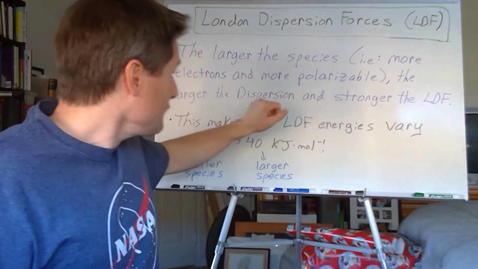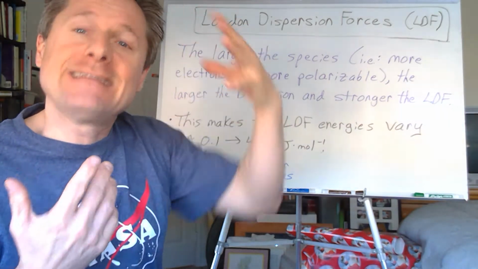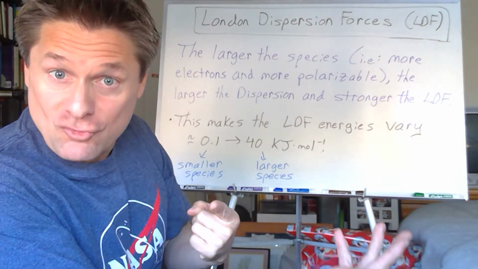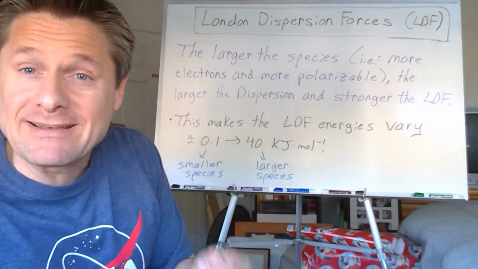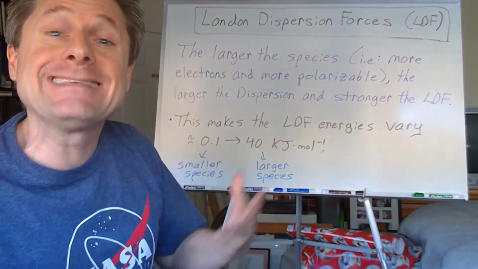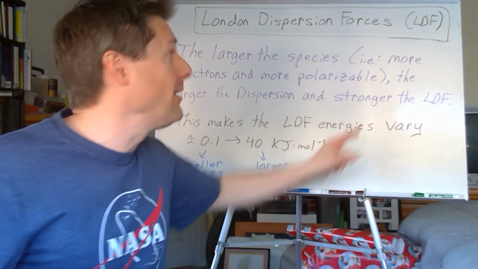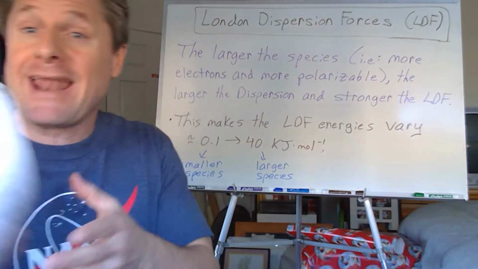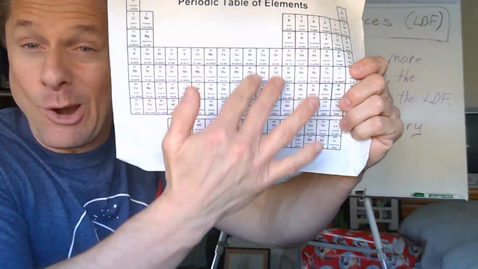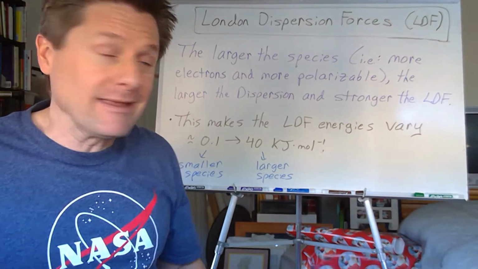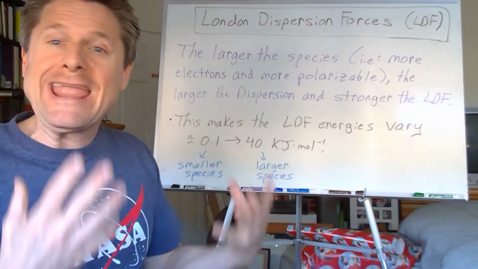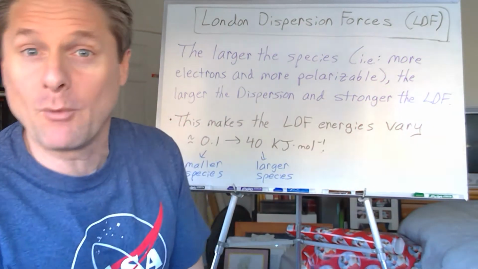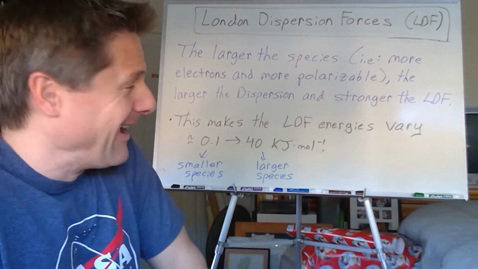See what I'm saying? So in that case, the instantaneous dipole would be stronger, and its induction on another species would be stronger as well. So the dispersion effect is higher. The more electrons there are, the larger it is, the stronger the dispersion effect, and therefore the stronger the London dispersion forces. Now, since sizes can vary dramatically, remember on the periodic table, atom sizes get larger as you go down quite dramatically. You're going to see a pretty broad range of energies for LDF, or London dispersion forces, or instantaneous dipole induced dipole forces, if you want to run around saying that, making people feel awkward.